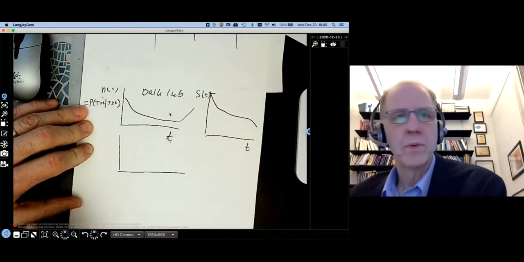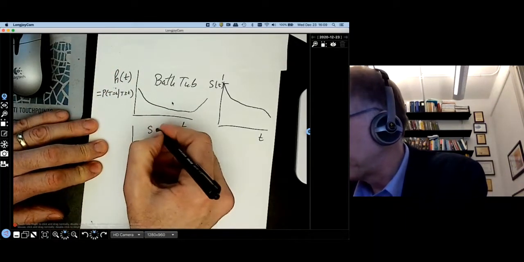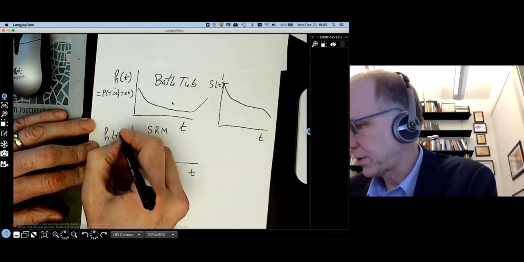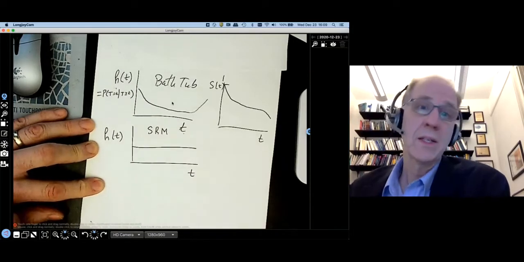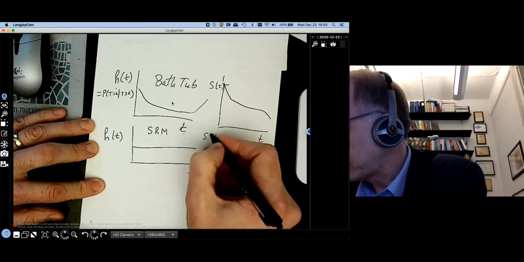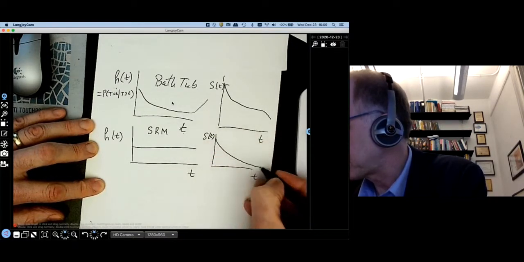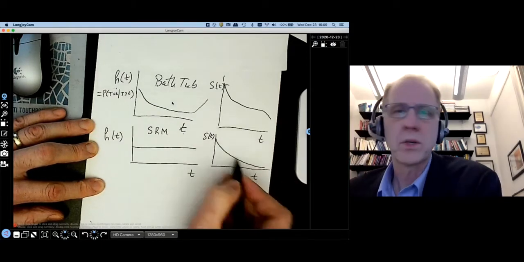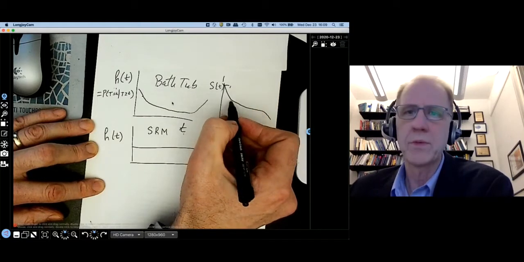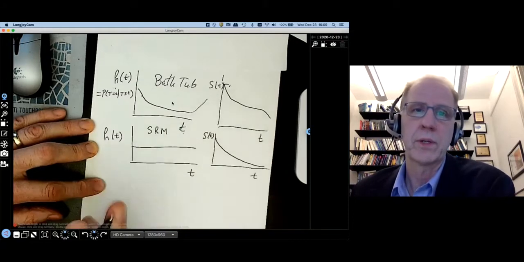If you think about it, the simple retention model has a hazard function that looks something like this. It's constant over time. The survivor function that goes along with this would look something like this. Eventually it's going to approach 0, but it's going to go down very smoothly, as opposed to the bathtub situation where it drops very quickly, then flattens out for a while, and then drops again quickly.